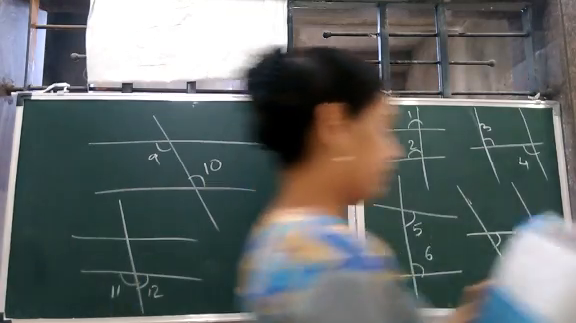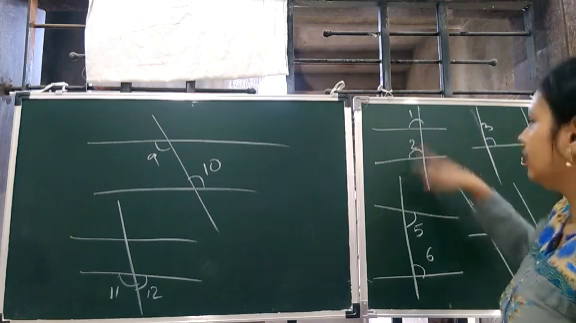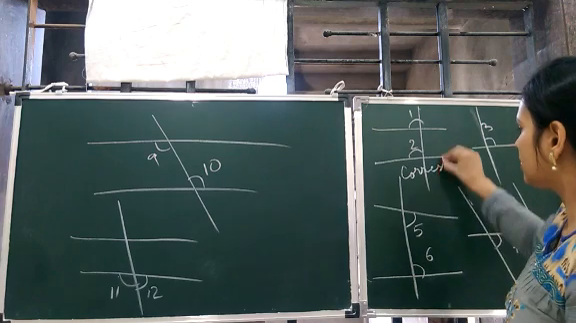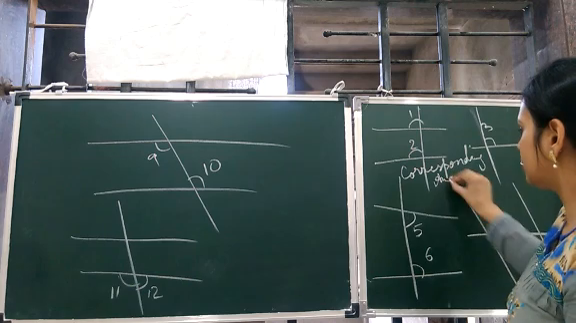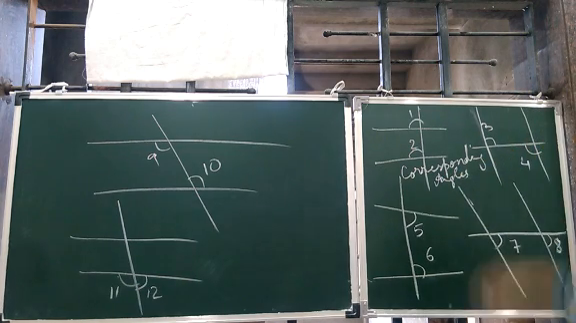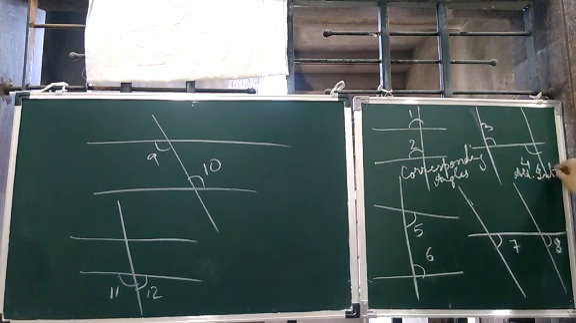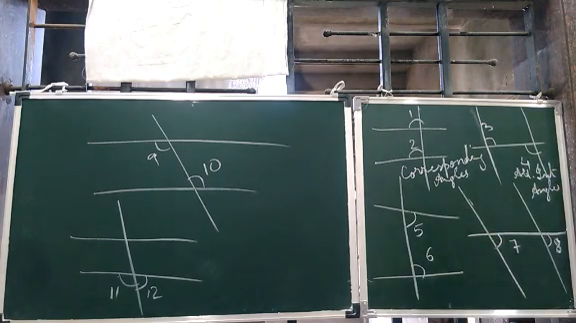Done. First one is what? F is made, so it's corresponding angles. Yes, so you can write here corresponding angles. This one, alternate interior angles, so you can write here alternate interior angles. This one, again interior angles or something. No? Wait, let me see the figure, children.